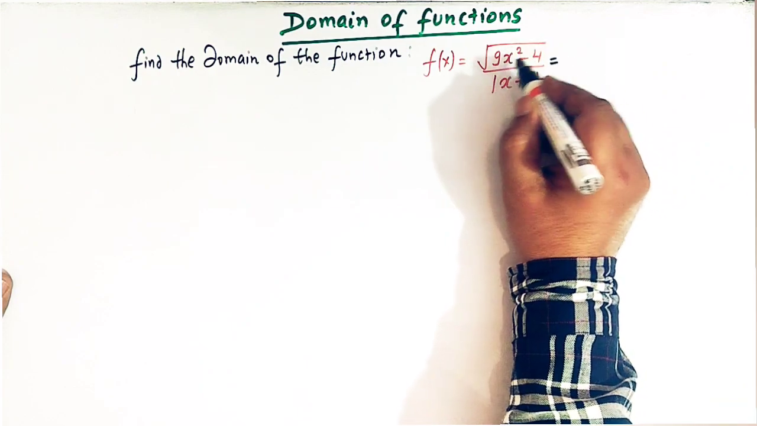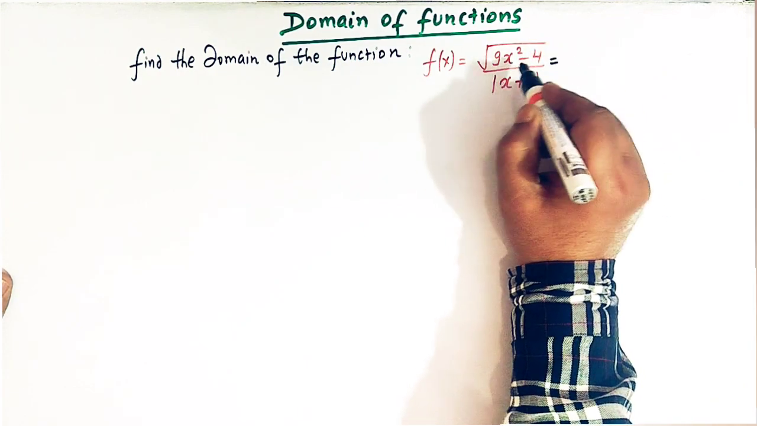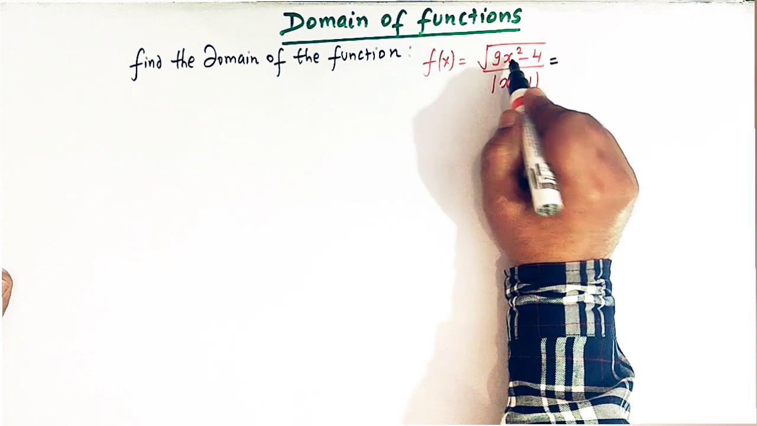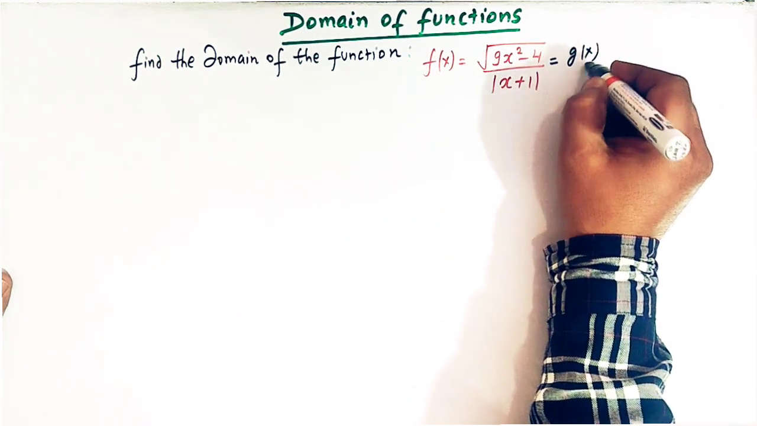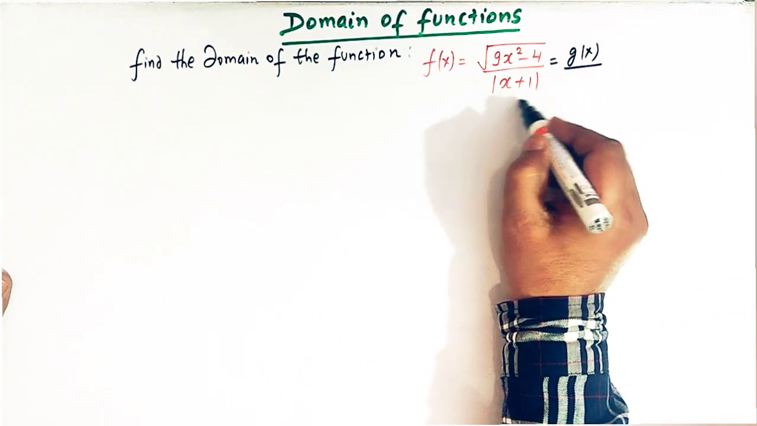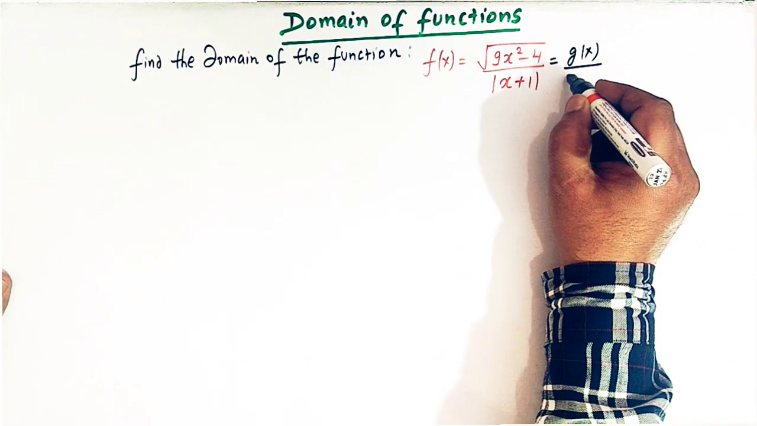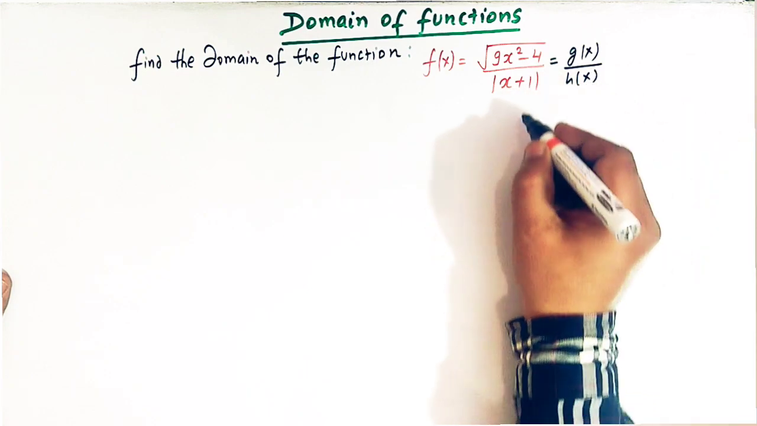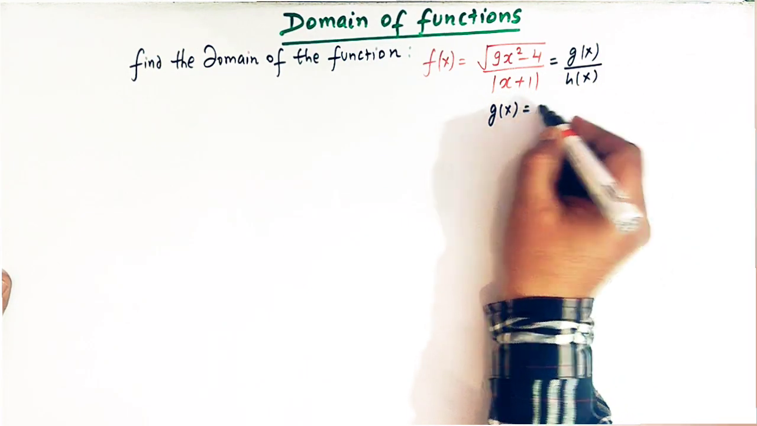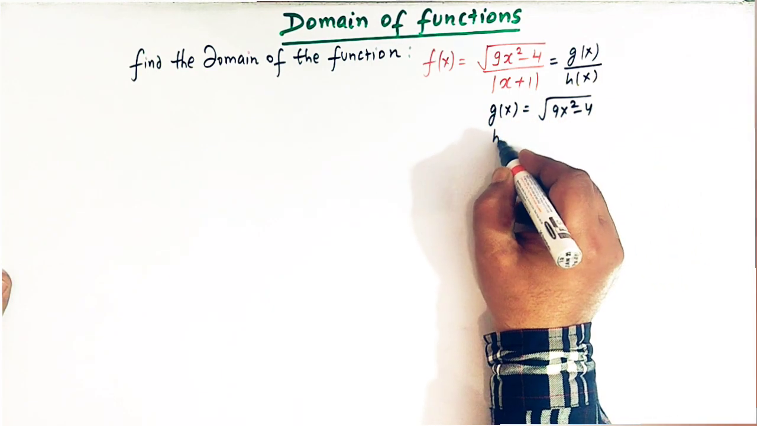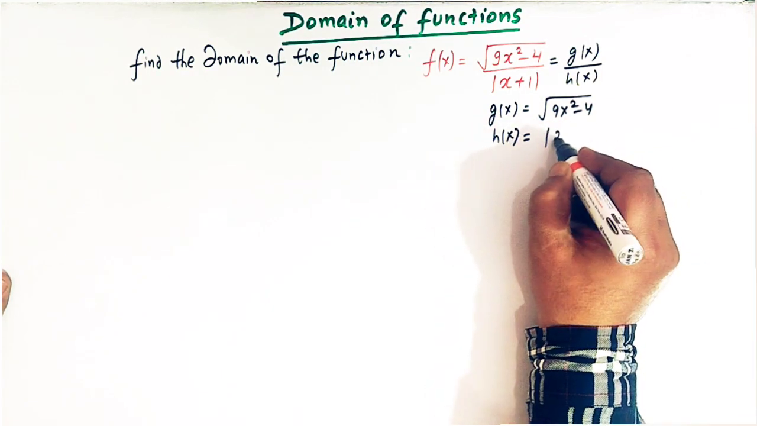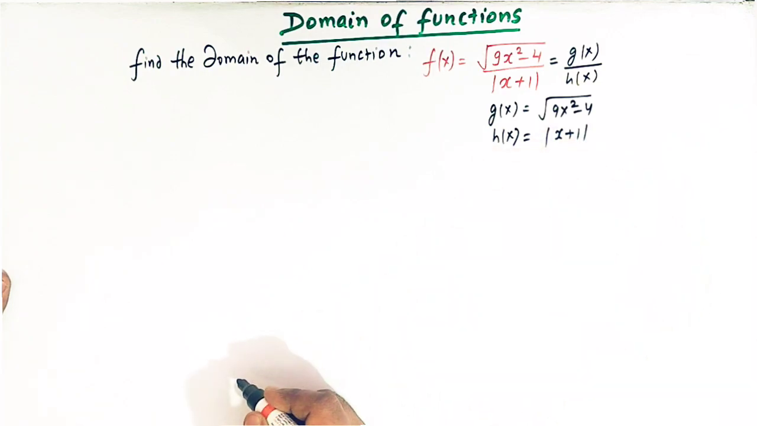So let us take the function which appears in the numerator as, say, g of x, right? And the function which appears in the denominator, let us take it h of x. So g of x is square root of 9x square minus 4, and h of x is equal to mod of x plus 1, right?